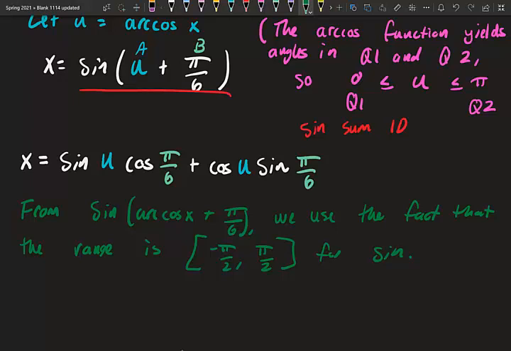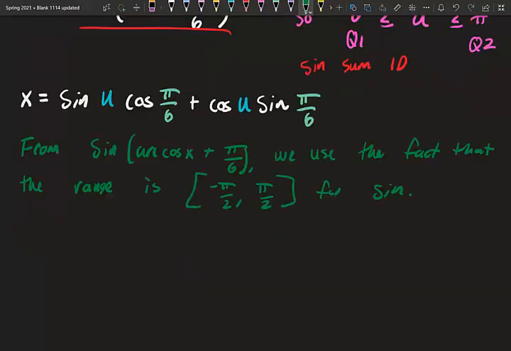Alright, so we're going back to chapter 4 here. Remember from chapter 4 when we graphed? So from sine of arc cosine x plus pi over 6, we use the fact that the range is negative pi over 2 to pi over 2 for sine. That's going to help us find some values here. So we have our range from negative pi over 2 to pi over 2.